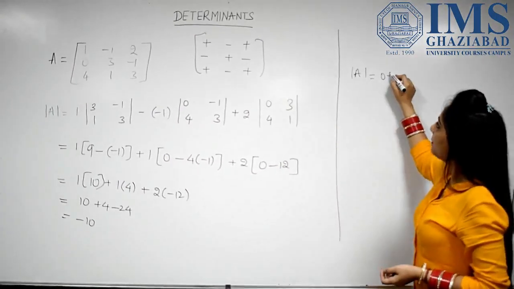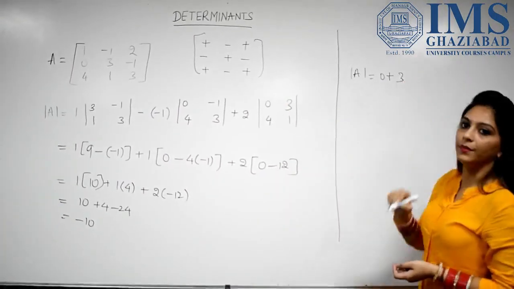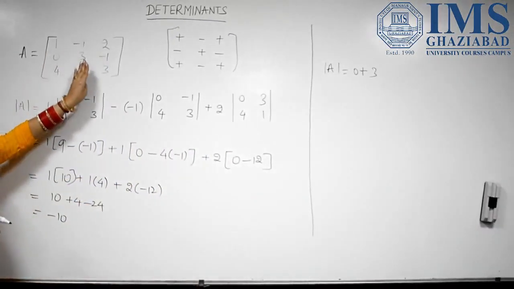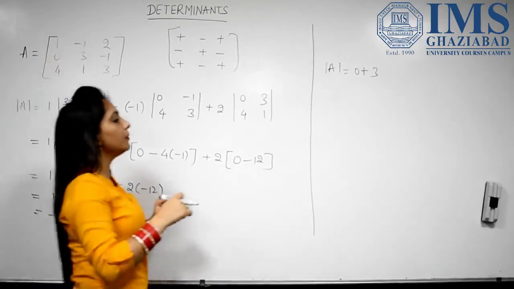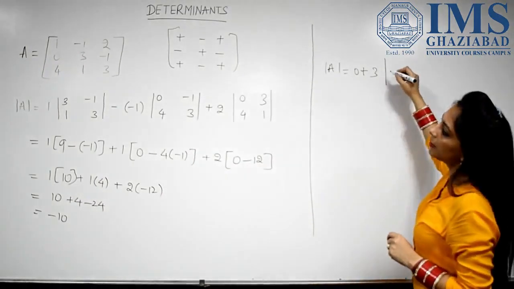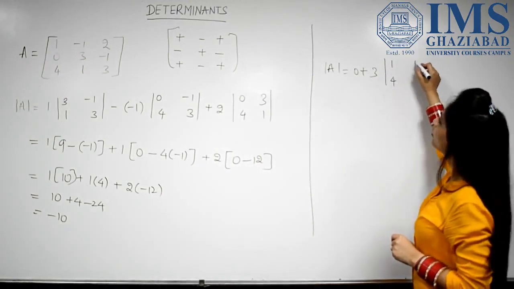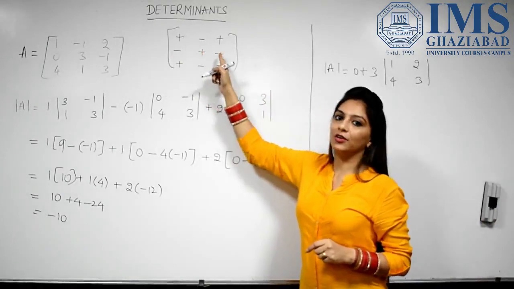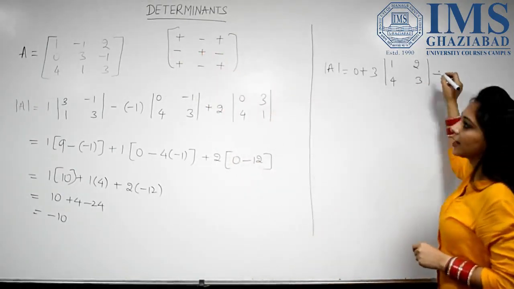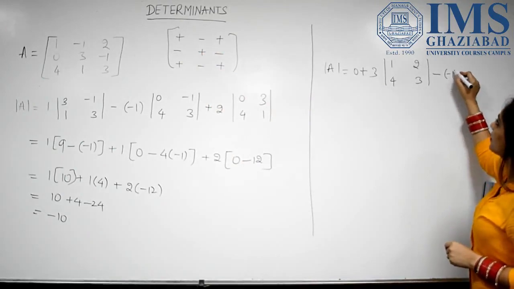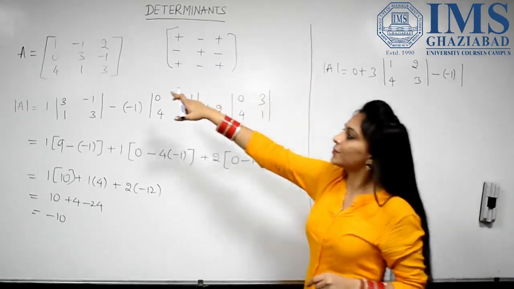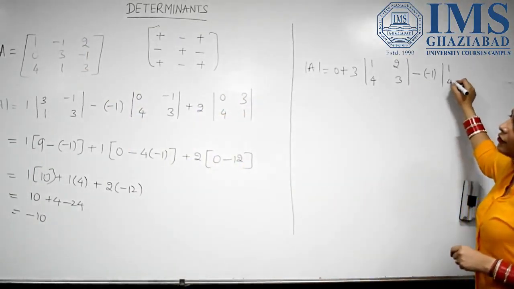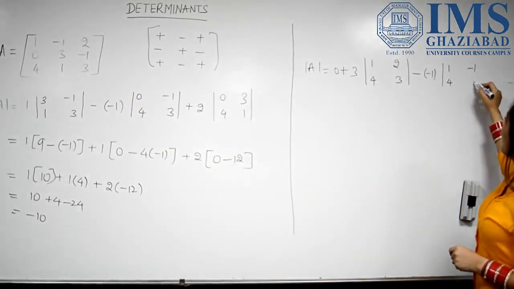Then the second will be plus and my element is 3. Again the same method goes. 3 lies in the second row and second column, so I will hide the second row and second column and the rest of the elements are 1, 4, 2 and 3. Then, because I am expanding along the second row, I again have to put a negative sign and write the element, which is minus 1. So minus 1 means second row and third column, and I will get 1, 4, minus 1 and 1.